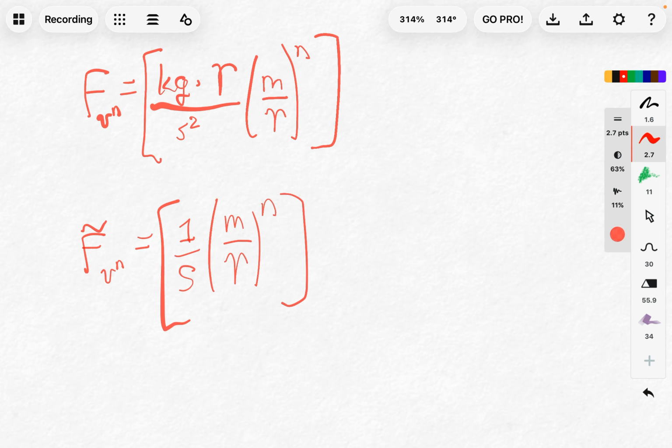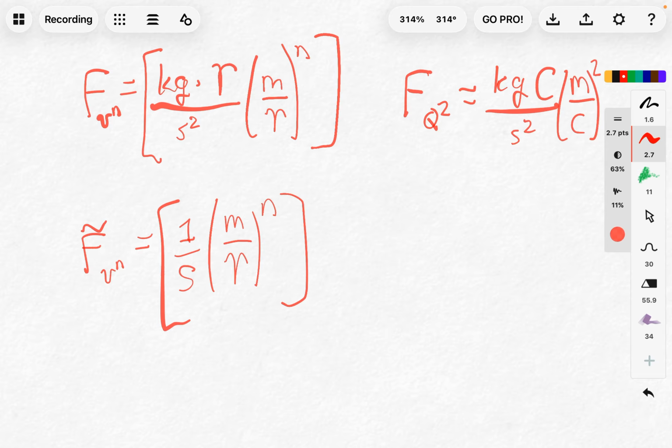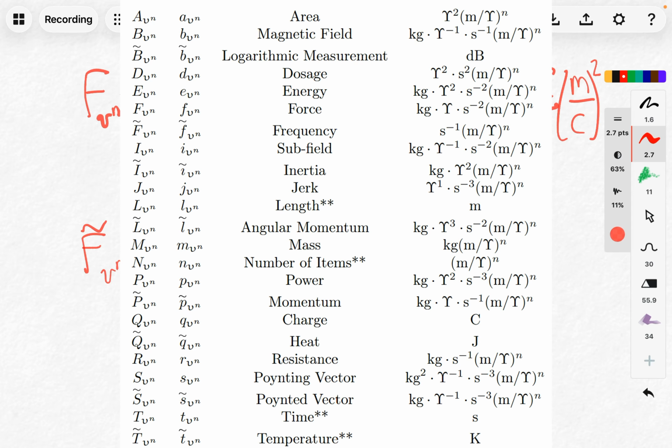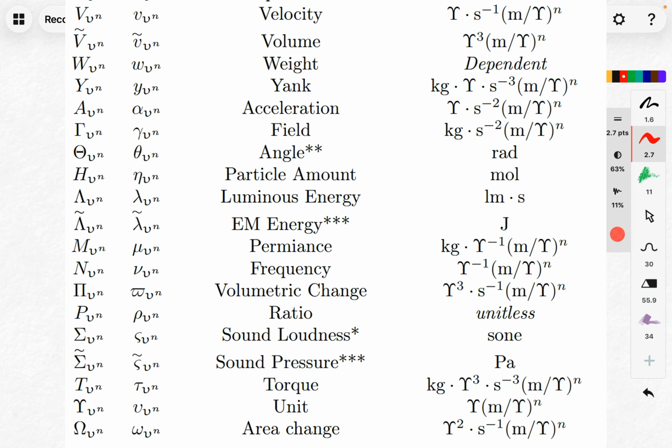So let us start with F^(Q^2). This is voltage, and so this will just have units of kilograms times coulombs per second squared times meters per coulomb squared. Of course, you can do frequency with coulombs as well, but I haven't seen a use for that yet. And now I will show all of the letters, all of the subconcepts on screen right now, with all of their SI units listed out and their names, or what they're based off of.